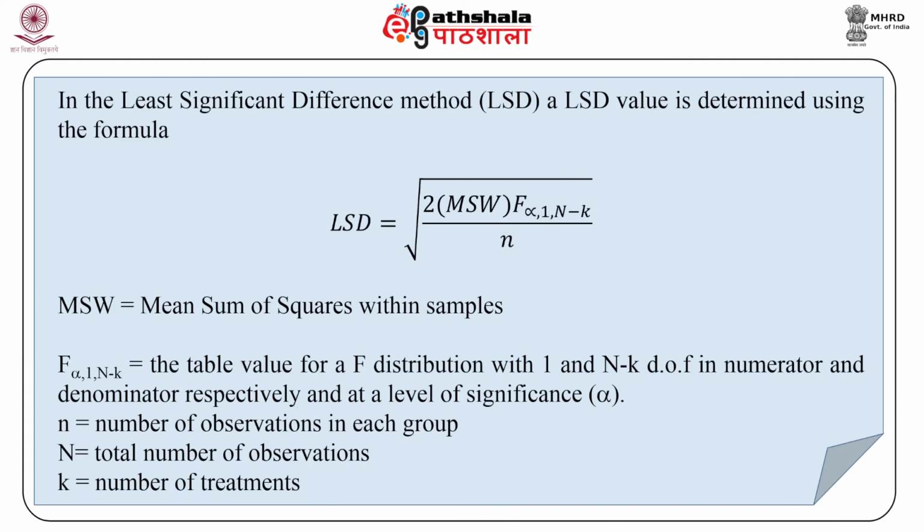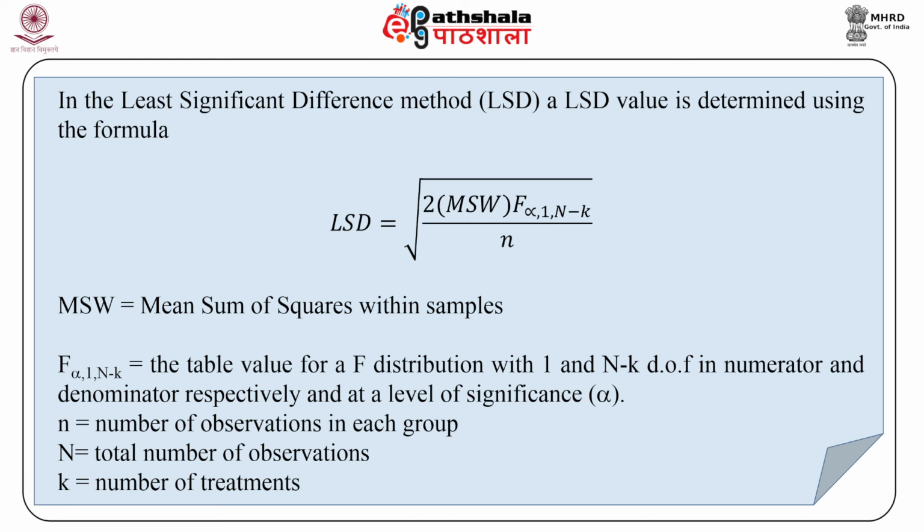In our second method, which is the least significant difference method or LSD method, an LSD value is determined using the formula LSD equal to square root of 2 times MSW times F alpha with 1 and N minus k degrees of freedom, divided by small n, where MSW is the mean sum of squares within samples, and F alpha with 1 and N minus k is the table value for an F distribution with 1 and N minus k degrees of freedom in the numerator and denominator respectively, at a level of significance denoted by alpha.